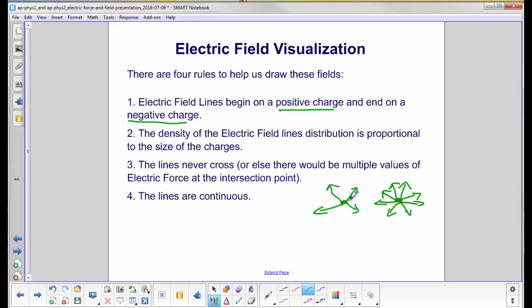Now the lines never cross, or else there would be multiple values of electric force at the intersection point. So what does that mean? Here's a charge, and let's say there's one field line, and then I do cross the field lines. Let's see what happens.